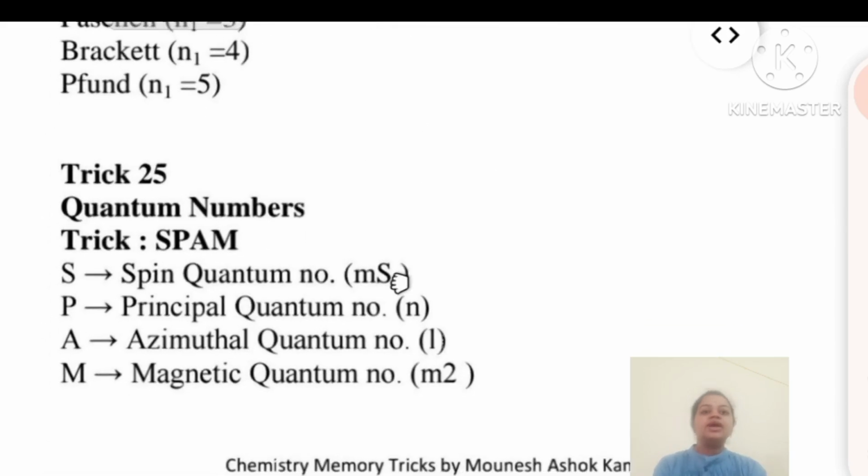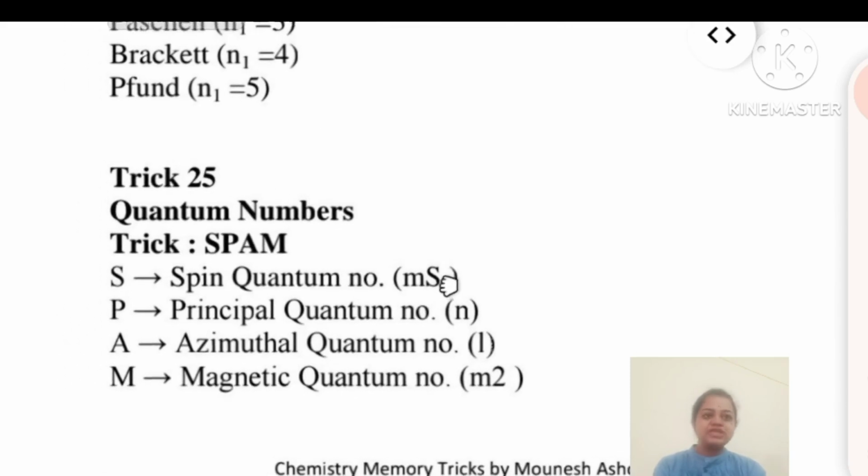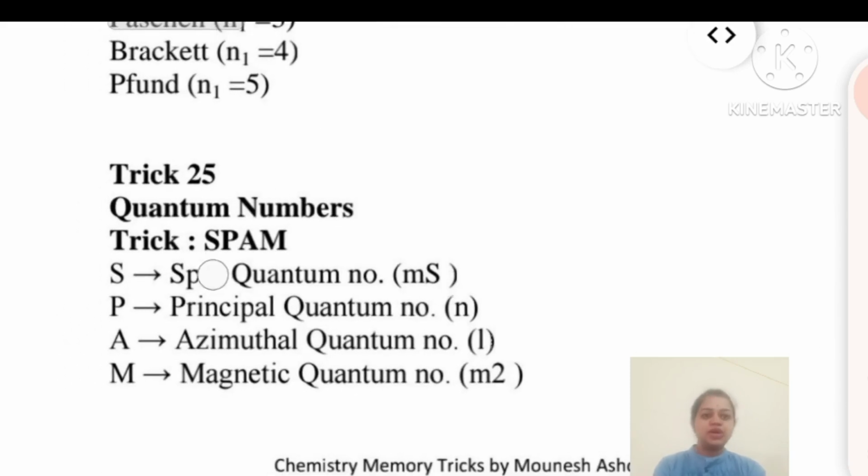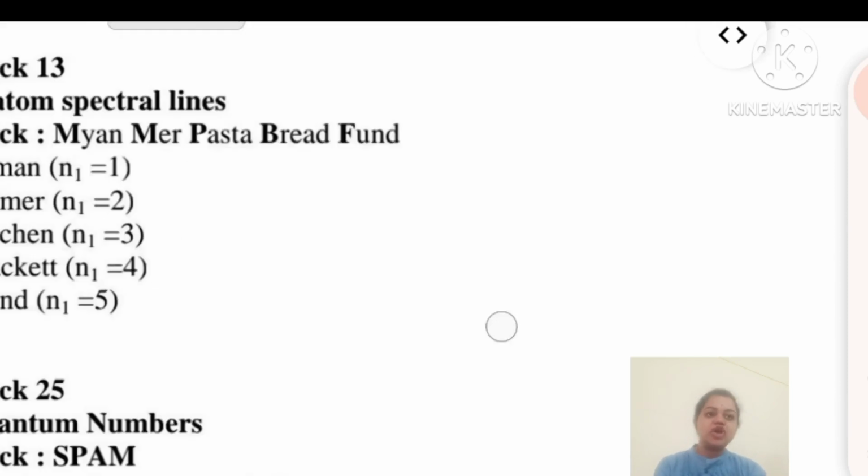Then, quantum numbers can be remembered as SPAM. S is for spin quantum number, P is for principal quantum number, A is for azimuthal quantum number, and M is for magnetic.